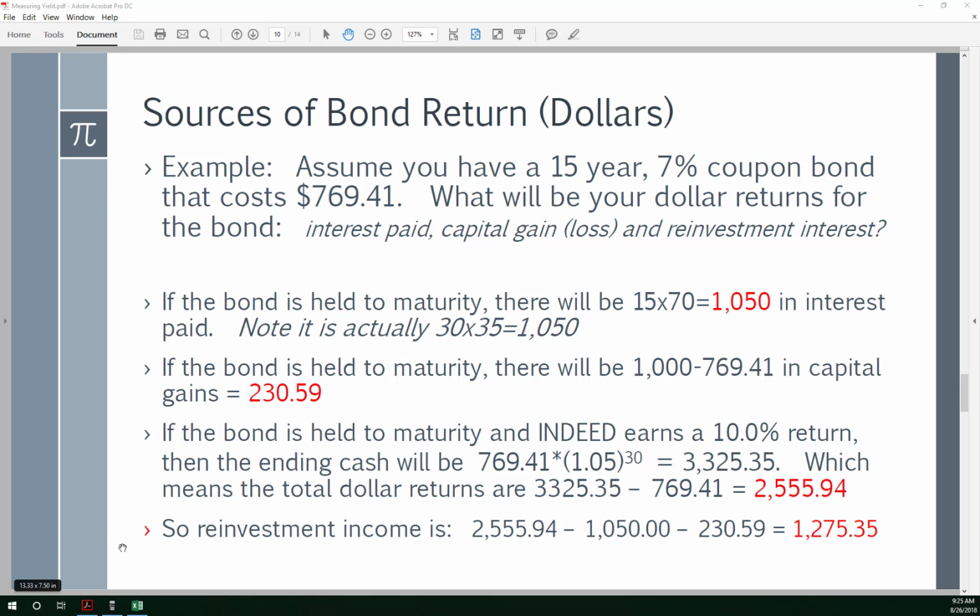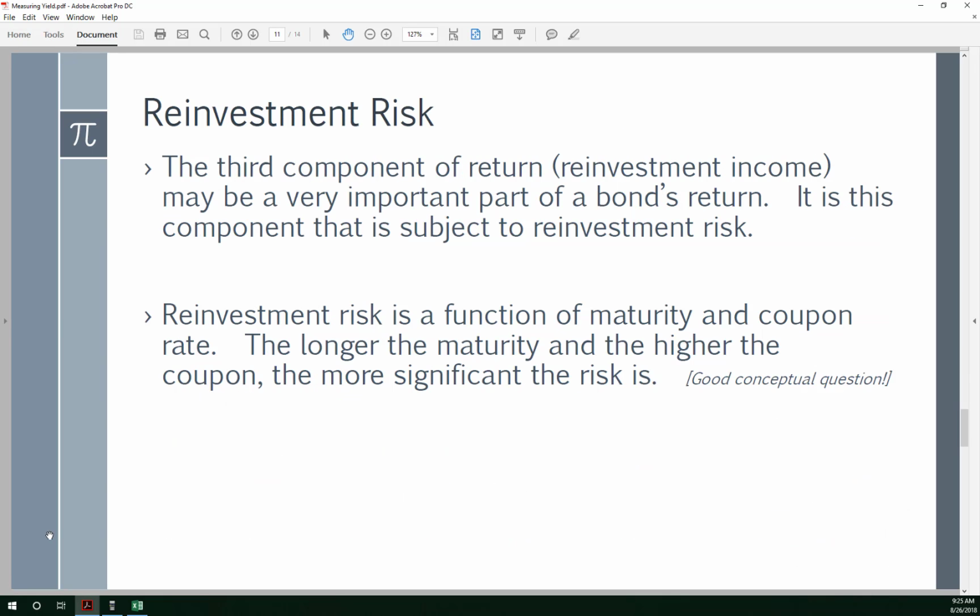So that's all three components in action here. We've got the coupon payments, we've got the capital gain, and we've got the reinvestment income. And you need to be able to determine each of these for a particular bond given bond characteristics and the holding period. Let's talk real quickly about reinvestment risk.